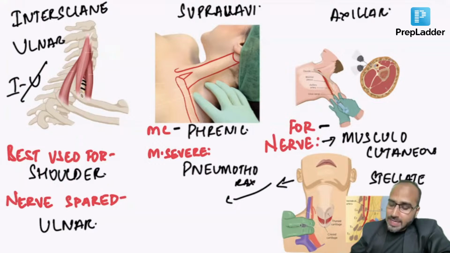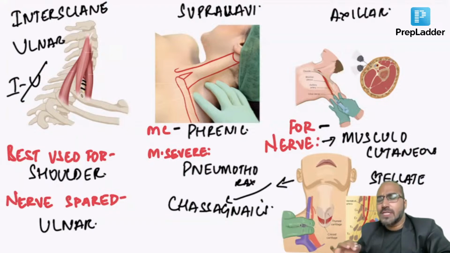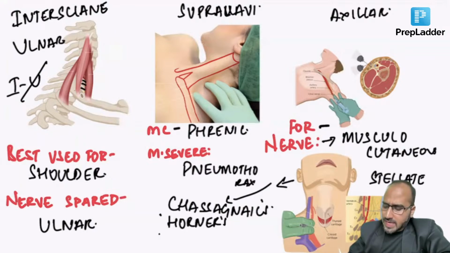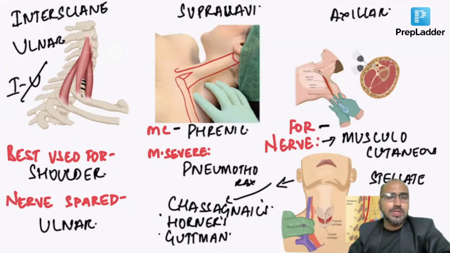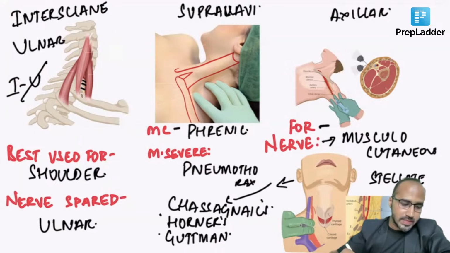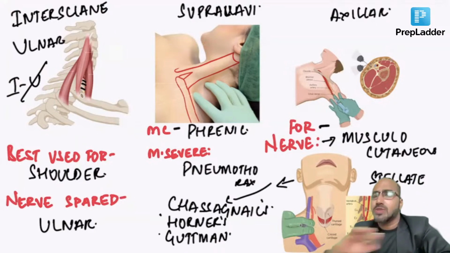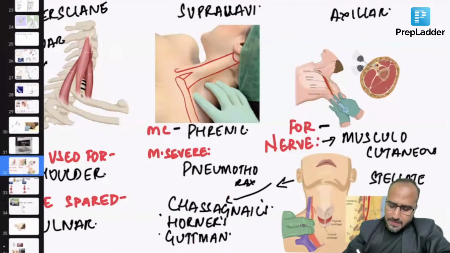Now, guys, in stellate ganglion block, they might ask you what the landmark is. The landmark is Chassaignac's tubercle. Chassaignac's tubercle is the landmark for the stellate ganglion, and once you block it, you will see that the patient will have Horner's syndrome. The patient will have Guttmann sign, which is nothing but vasodilation of the nasal mucosa. The patient might have Müller sign, which is vasodilation of the tympanic membrane. Okay, guys. Supraclavicular block is used for almost all surgeries of the upper limb.